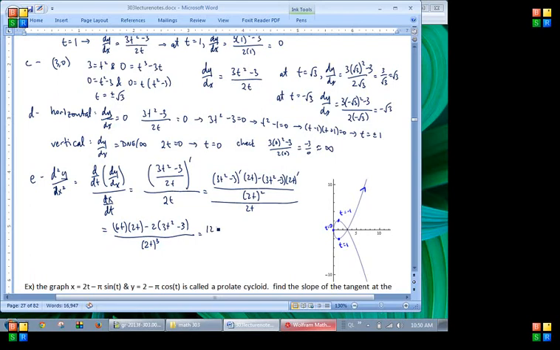So now we can simplify this. 12t squared minus 6t squared plus 6 over 8t cubed. And then that's just 6t squared plus 6 over 8t cubed. And I guess we can finally cancel another 2. So you get 3t squared plus 3 over 4t cubed. So yes, it's true, you could have simplified this expression first because it's just everything over 2t before you took the derivative.